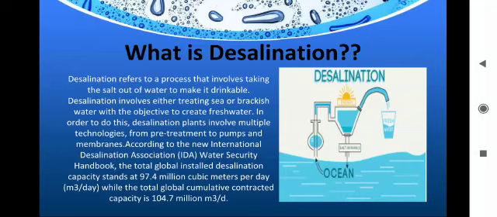According to the new International Desalination Association (IDA) Water Security Handbook, the total global installed desalination capacity stands at 97.4 million cubic meters per day. So the global desalination plants can desalinate 97.4 million cubic meters of water per day. It is a large amount, so areas lacking fresh water can get water supplies.